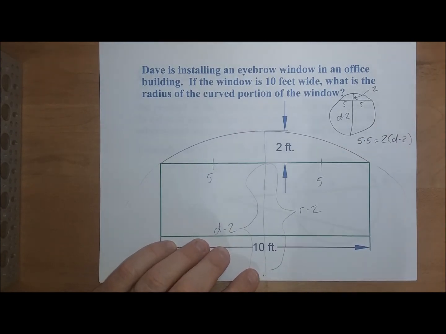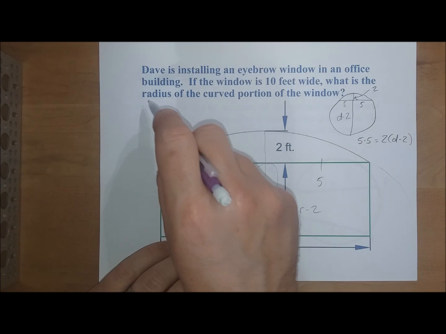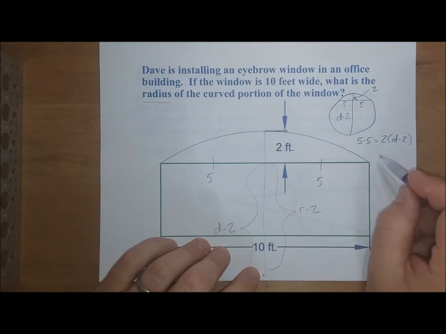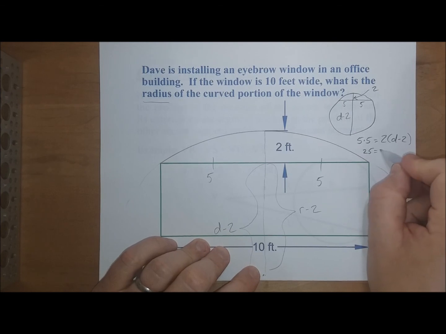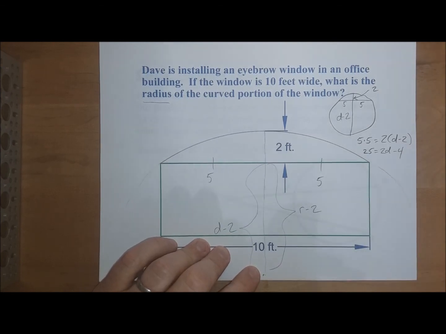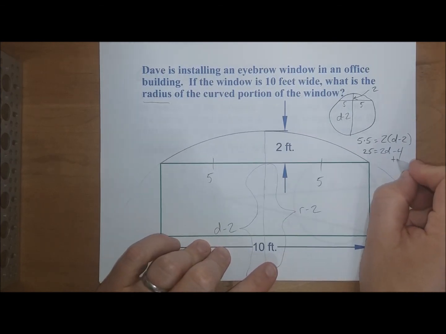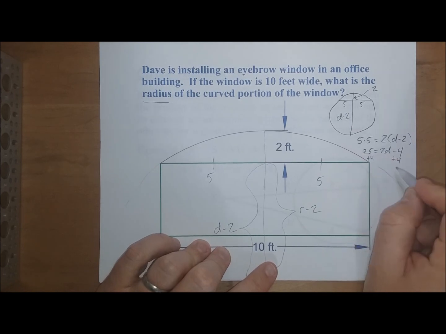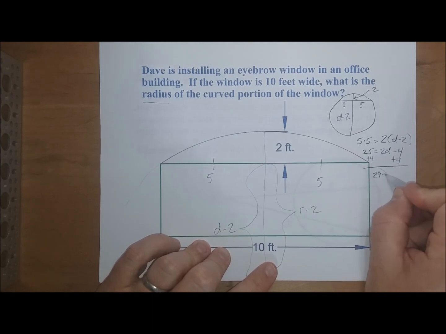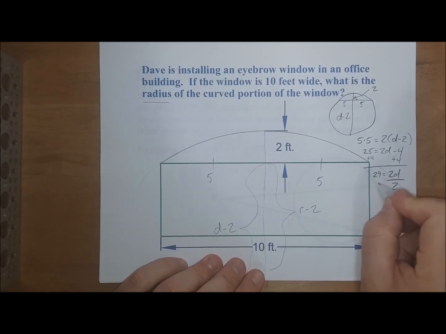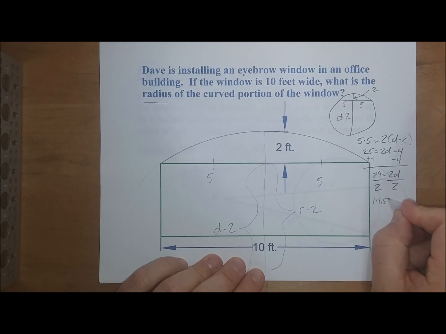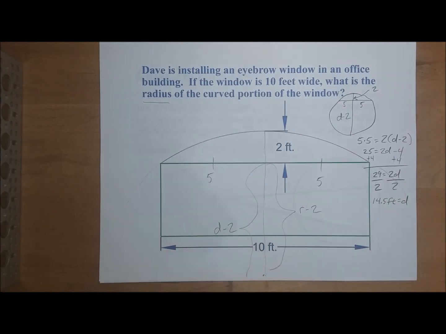We'll solve this for the diameter, and then we'll cut it in half so that we can find the radius that they were asking for. 5 times 5 is 25, equals 2D minus 4. Good. I can add 4 to both sides, and I'm going to get 29 equals 2D. And if I divide both sides by 2, I'm going to get 14.5. My units are feet, equals the diameter.